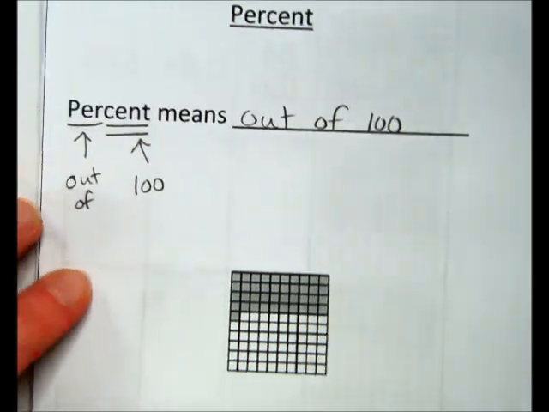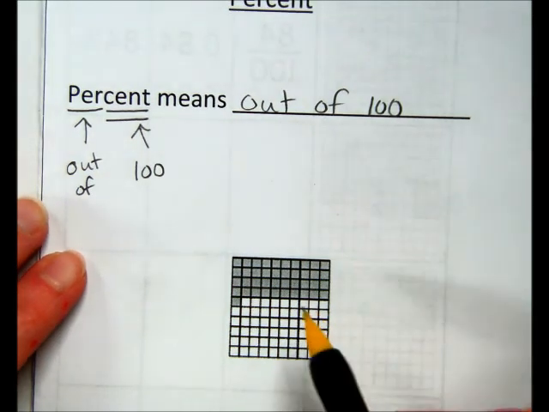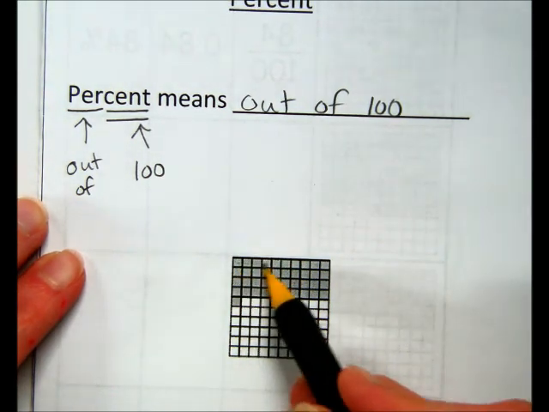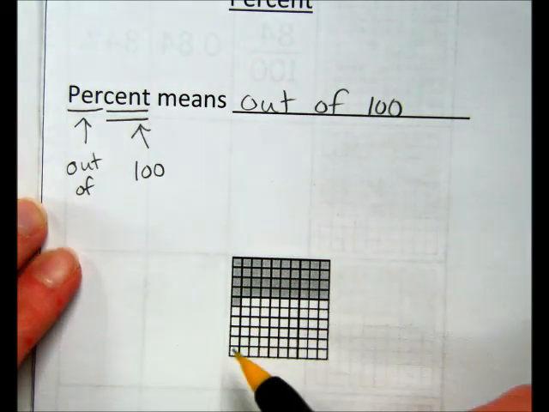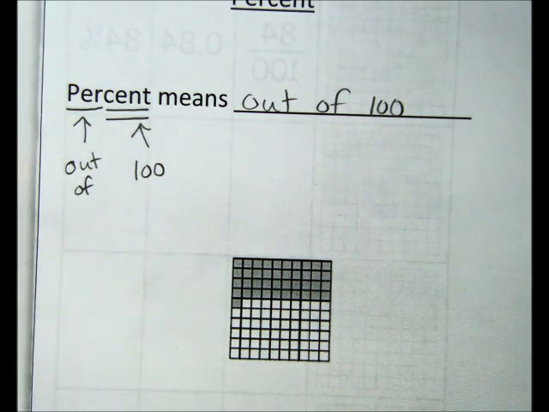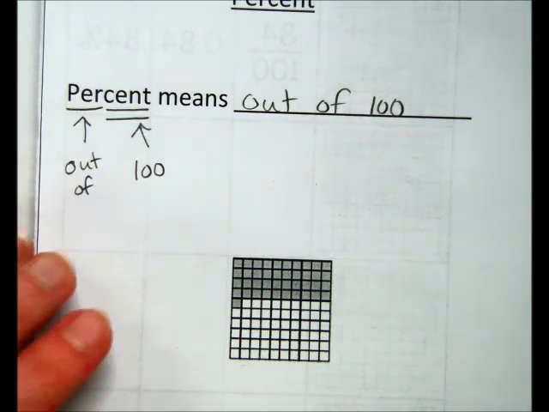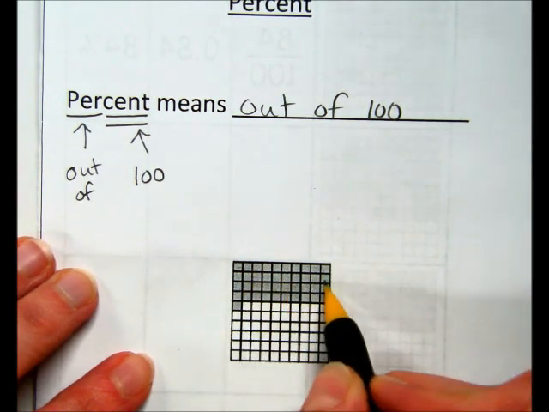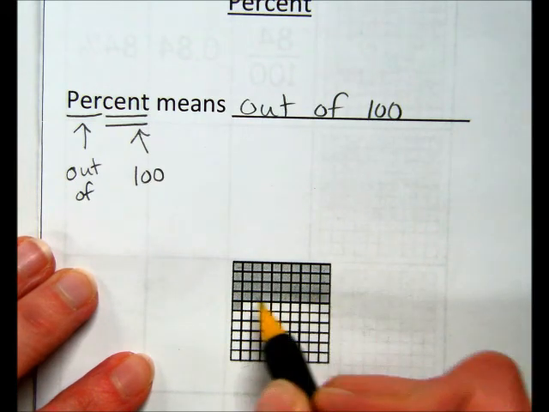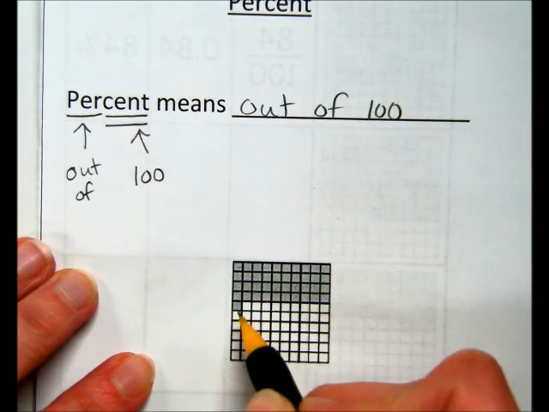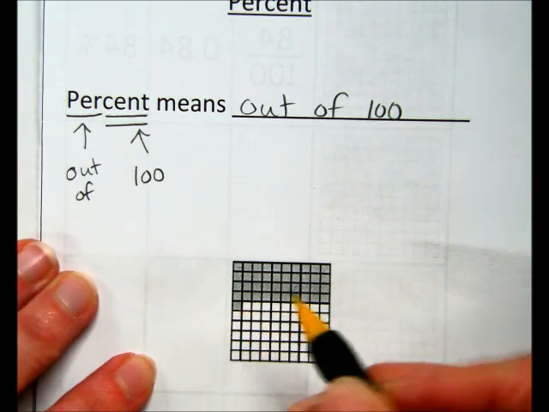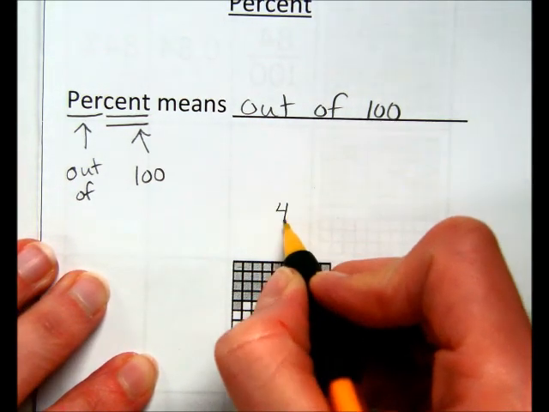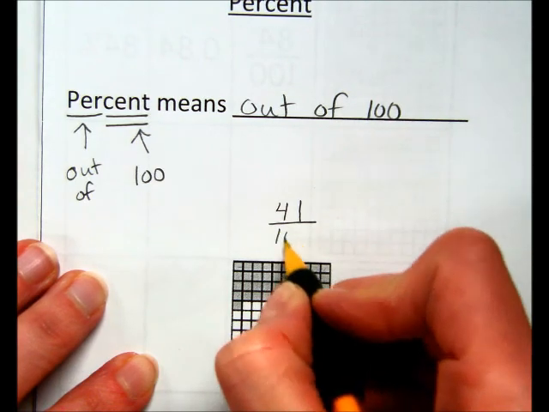So to explore that with a picture a little bit, I have a 100 grid. There are 100 squares. It goes 10 squares this way and 10 squares that way. So let's count how many squares are shaded in. In the top row you have 10. Second row makes 20, 30, 40, and then one more. So we could write this as a fraction by saying 41 over 100.